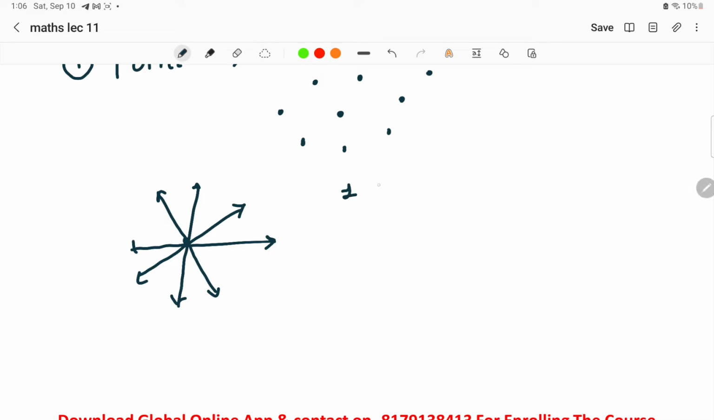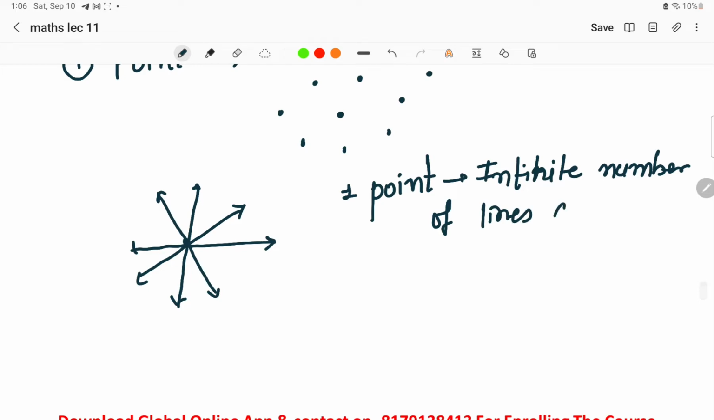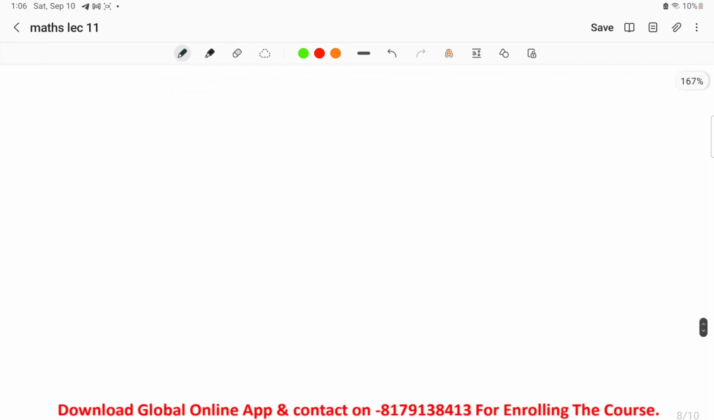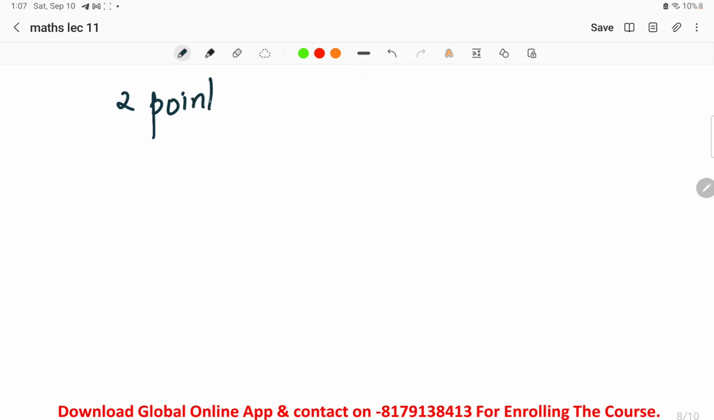So if we are considering one point, the important fact regarding this is that an infinite number of lines can be passed through this particular point. Okay, infinite numbers of lines can be passed. If I ask you a second question over here, if I consider there are 2 points, for example, we consider this red dotted as these 2 points. So I ask you the question: how many lines can be passed through these 2 points?